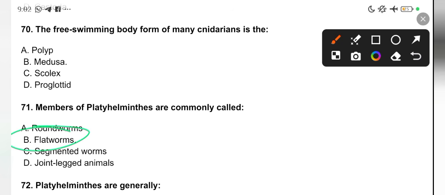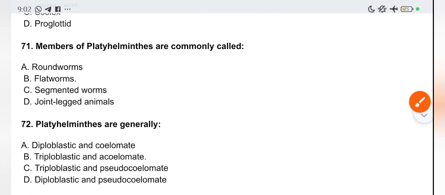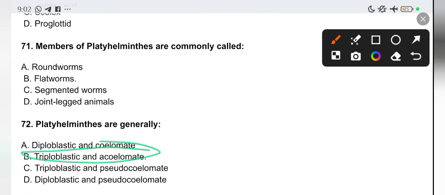Members of Platyhelminthes are commonly called flatworms. I said that earlier. Flatworms, Platyhelminthes, platy, flat. Platyhelminthes are triploblastic, but they are acoelomate. So you should take note of this, because once you know that Platyhelminthes are triploblastic, you can pick the right option even if you don't know their body cavity. So you see, germ layers, body cavity, and symmetry. These three things you must not play with before you write your zoology exams.